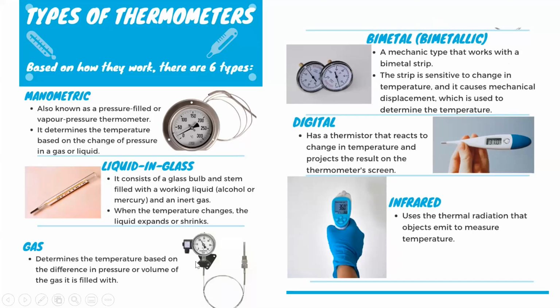And gas, see, there is a tube here where there is gas, and the difference in pressure or volume of the gas fitted with it is used to measure the temperature. So this is manometric. Manometers means pressure filled vapor. So it contains another tube which is filled with some air at a low pressure, and as the temperature changes, the pressure changes, which is used to find the temperature. So these are different types of thermometers.